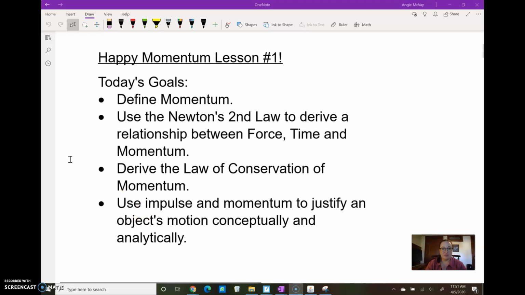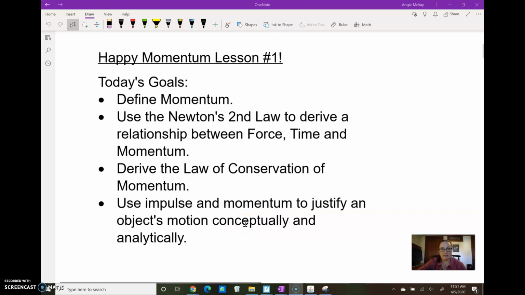So today's goals are to define momentum, use Newton's second law to derive a relationship between force, time, and momentum. We'll derive the law of conservation of momentum and then use impulse and momentum to justify an object's motion conceptually and analytically.